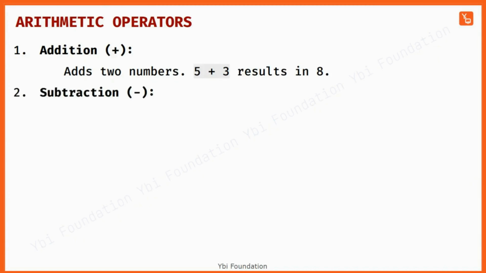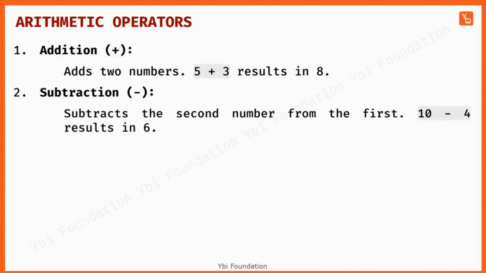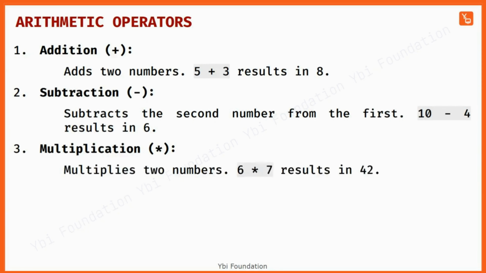Similarly, the second is subtraction, denoted by a minus sign, a negative sign. It does the subtraction of the second number from the first. So for example, 10 minus 4 subtracts the 4 out of 10 and the result is 6. Similarly, multiplication is denoted in Python by an asterisk, and multiplication will multiply the two numbers. So 6 asterisk 7 results in 42.